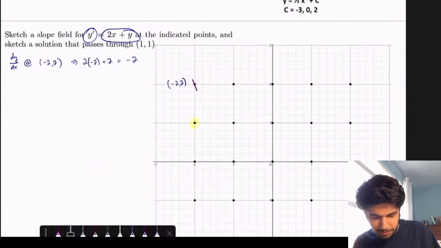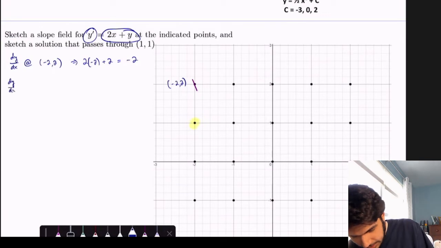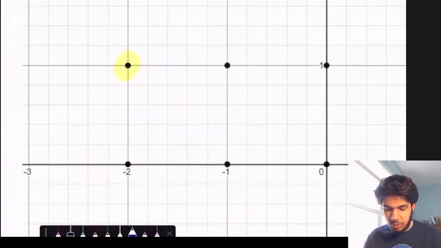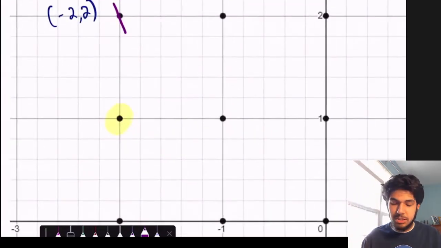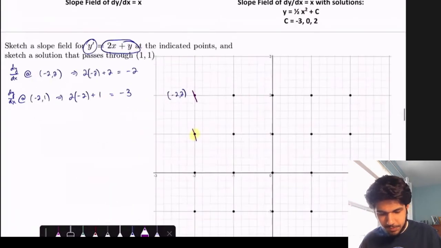Let's do the point right below it. So that would be dy/dx at (-2, 1). And we'll do the same thing. Plug it in, negative 2 here, plus 1 this time. That's equal to negative 3. So we come over here, and now we need to draw a line that has slope negative 3. So maybe that's a little bit steeper than the previous line we drew, so something like that.